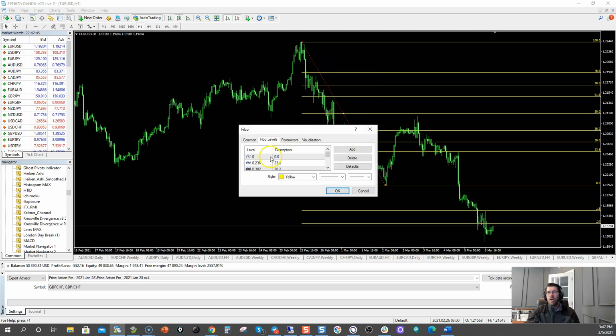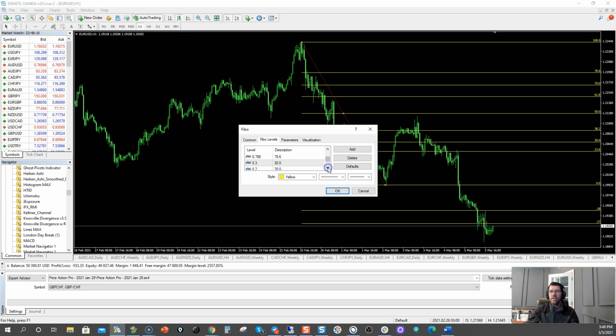Once we're in the properties, we want to look at the levels, and that's what we're going to add. So I have here the 0, the 236, the 382, the 50, the 618, and the 100%. If you are at a 1618, that is, again, a retracement level. The 2618 is a retracement level, so that's going beyond the swing.